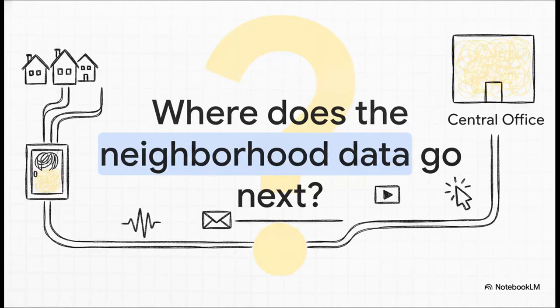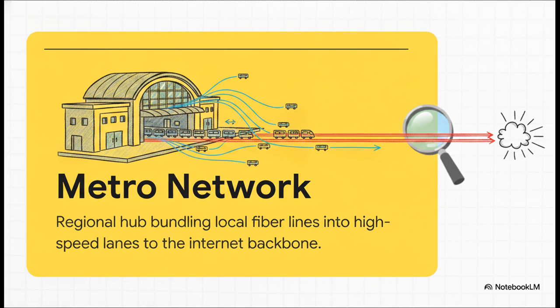So think about this for a second. You've successfully connected a customer's home with pristine fiber optic cable, right? The light is pulsing, the router is blinking away, but where does all that neighborhood data actually go next? Every single click, every video stream, every email, it all has to leave the neighborhood somehow. Well, it travels back through those street cabinets and ultimately arrives at a place we call the central office.